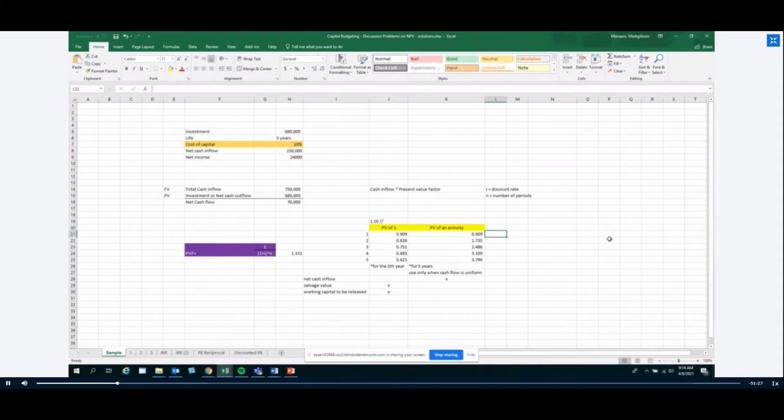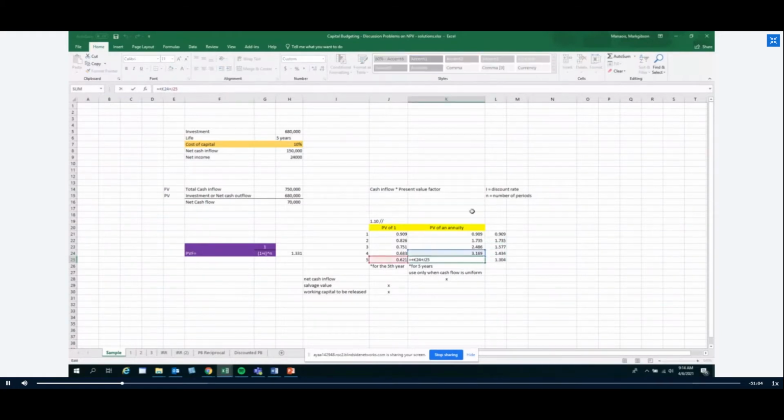Kaya ninote ko dito for 5 years. Pero kung mapapansin mo class, this is just total, no? So for period 1, syempre it's this one. Pero for period 2, it's a total of the two. So period 1 plus period 2 and so on and so forth, no? So that's how we arrive with 3.79.